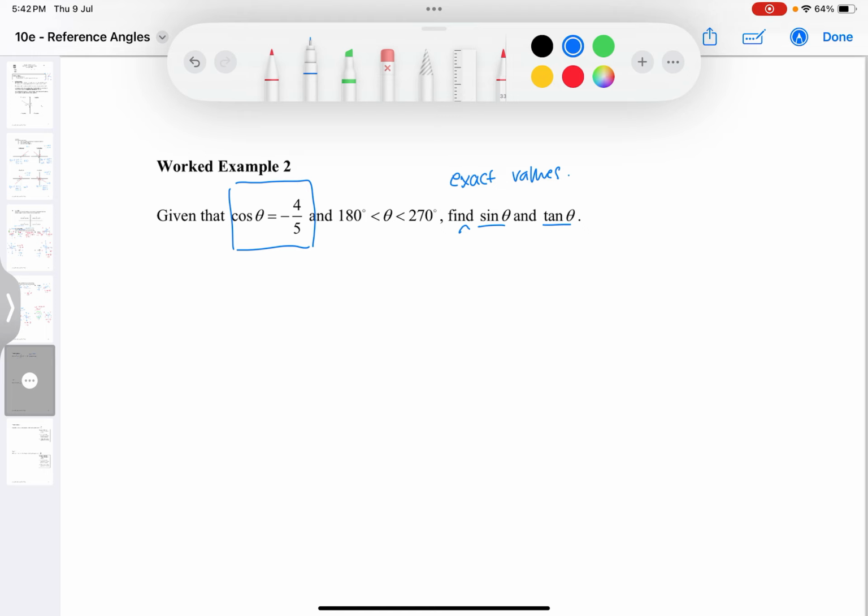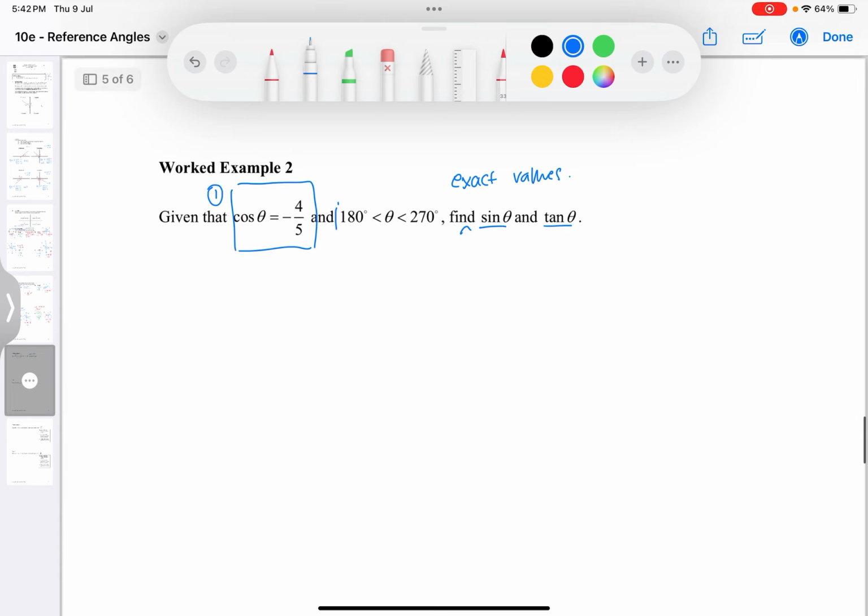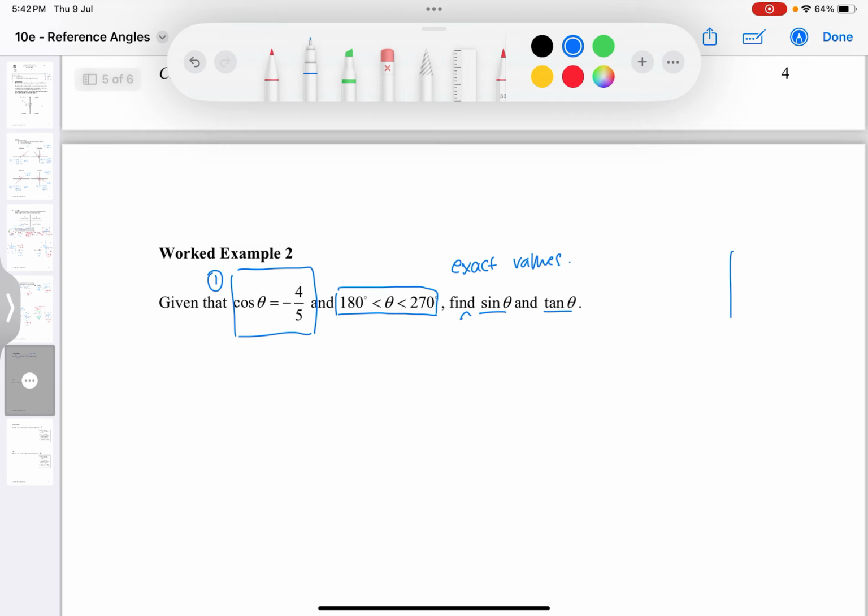Two pieces of information. Number one, cosine theta is negative 4 over 5, so we're given the ratio of cosine theta. We are also given that the angle theta is between 180 and 270 degrees. So where does that make the angle lie? 0 degrees is here, 90 degrees is here, 180 degrees is here, and 270 degrees is here. If you are between 180 and 270 degrees, you lie in the third quadrant, right?